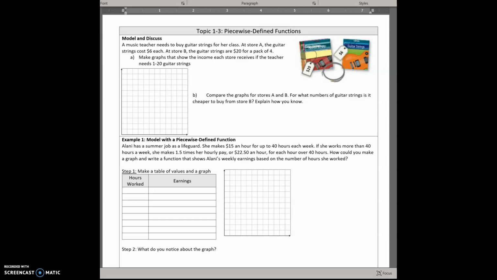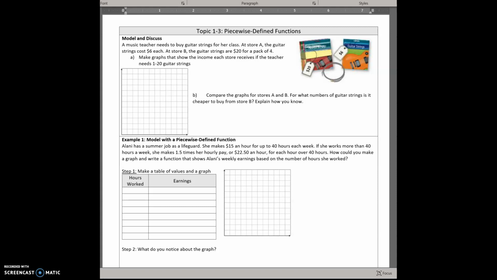Okay, so here is the pre-recorded video of 1.3 day 1. And we're going to go ahead and just jump down to example 1. And we are going to model a piecewise defined function. So a piecewise function is going to have different functions on one graph, basically. That's a very simple explanation of it, but Alani has a summer job as a lifeguard.